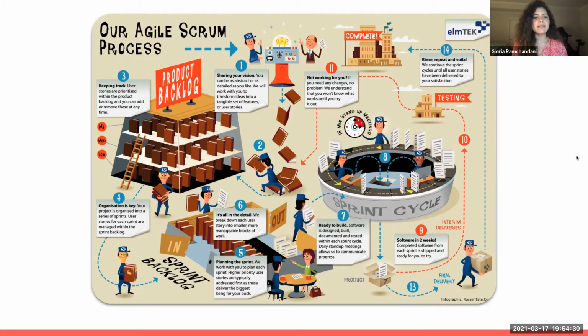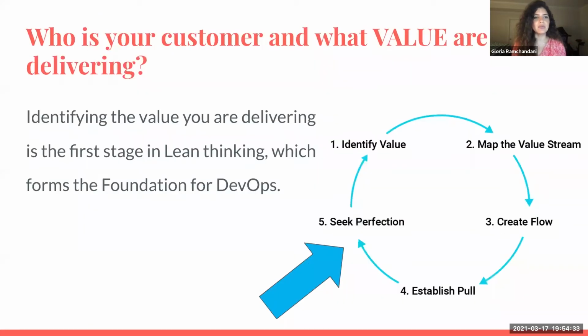Now, next, there's a question that I wanted to ask you all, which is, who is your customer and what value are you delivering? This is a really important question to ask yourselves as you're developing your software and as you're setting your standard processes. It's important to see our work in context by making explicit which customer we're serving and what value we're delivering. And that's when you move from really being seen as a cost center to a value center. And so it's important also to identify the value you're delivering in the first stage of lean thinking, which is one of the foundations for DevOps.